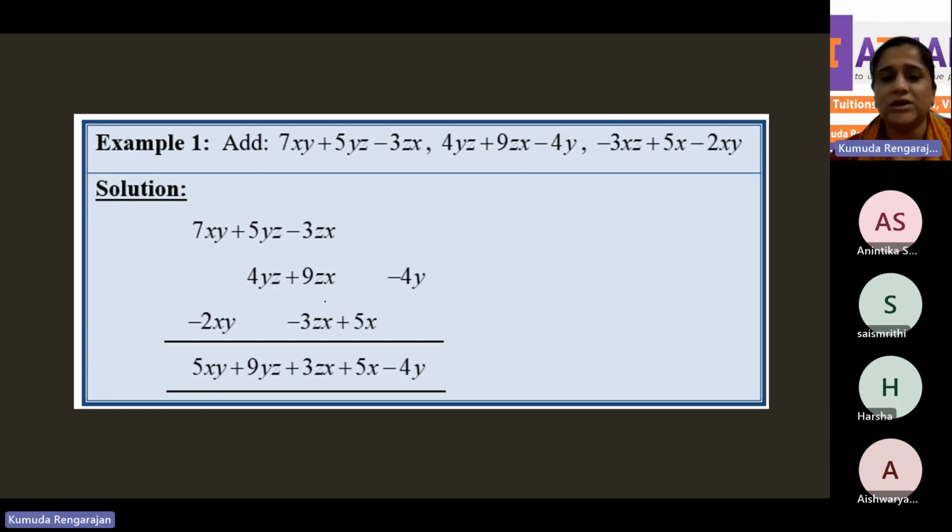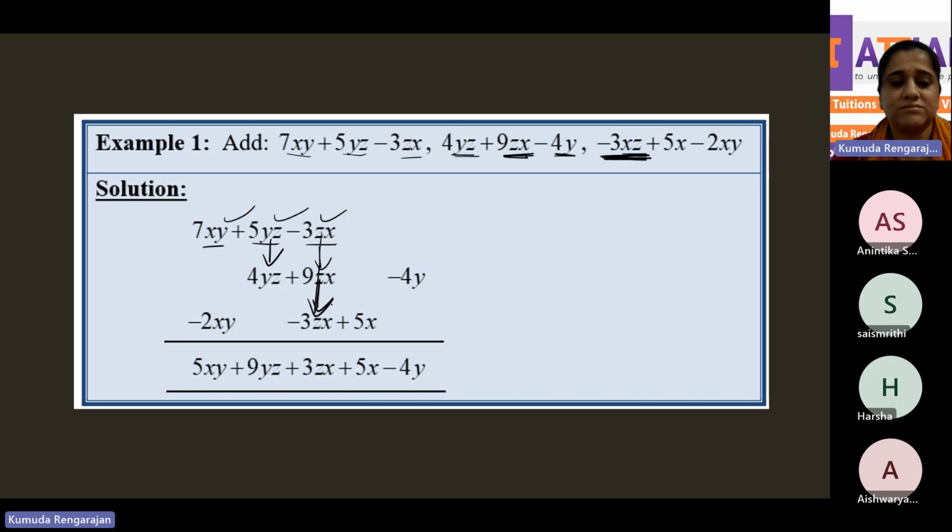So this one by sight you can understand. I don't have to say much. Now see here, these 3 terms. And then this YZ term, I placed it below YZ. Then this 9ZX below ZX. And this minus 4Y doesn't have a company. Here, the Y term is not there, so it's alone here. Then in the third expression, XZ. Is there any XZ? Yes, there is XZ. So write it below that. And see, it's minus 3XZ. So write it under this.